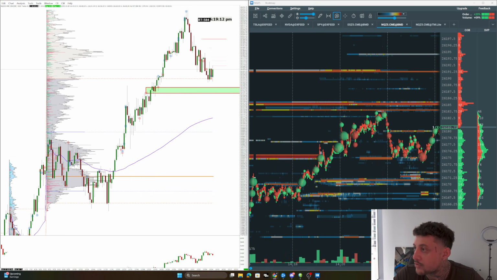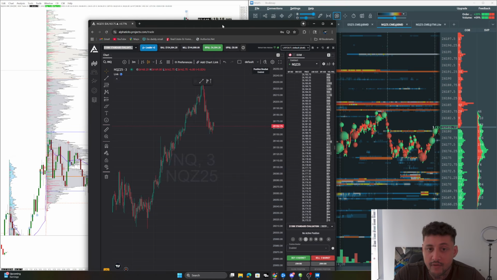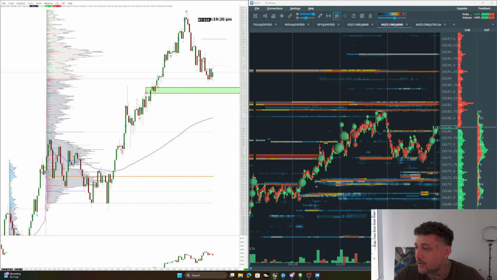Now I did also take this trade on an eval as well, which is going to be my Alpha Futures evals. So I'm currently in the standard evals, and I do have three funded accounts. I do have three advanced funded accounts with them.